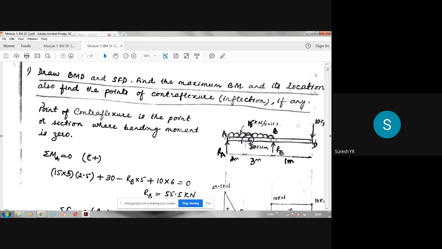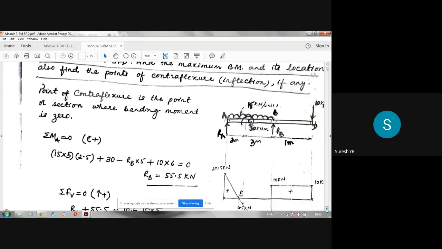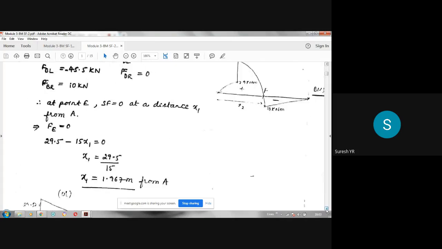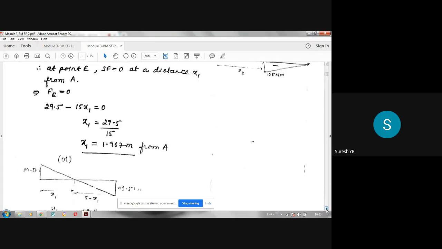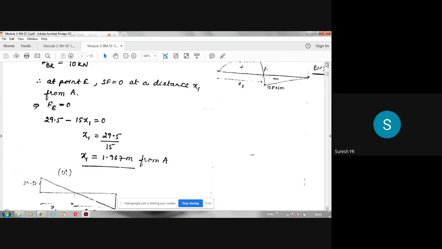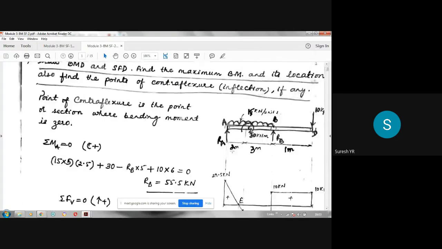Like that, if you calculate, you will get the distance x2. Anyway, whichever is comfortable for you, you can use that, but you will get the same value. In that case, what is the value of x2? Here you got 4.772 from this end A. So probably you may get 1 point something if you take it from this end.